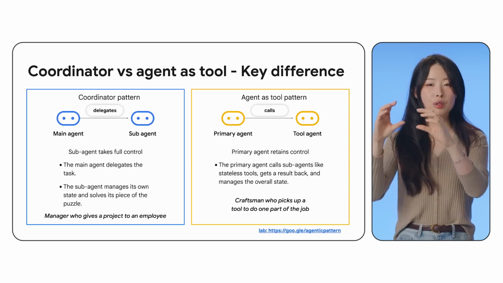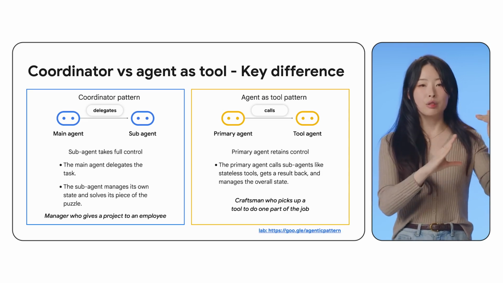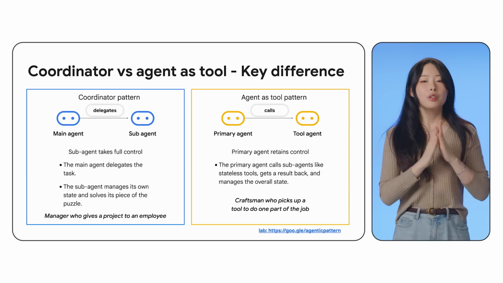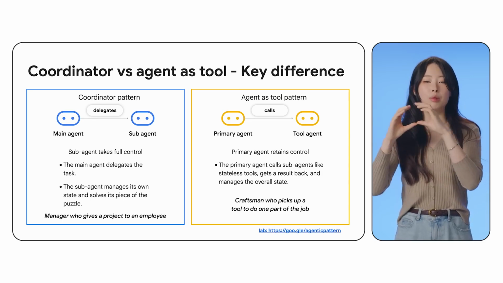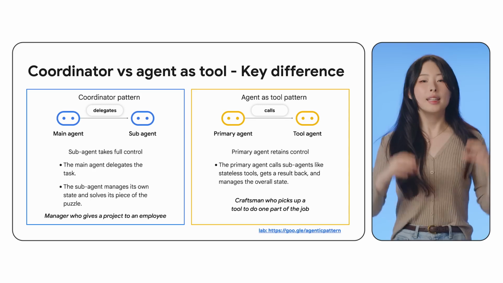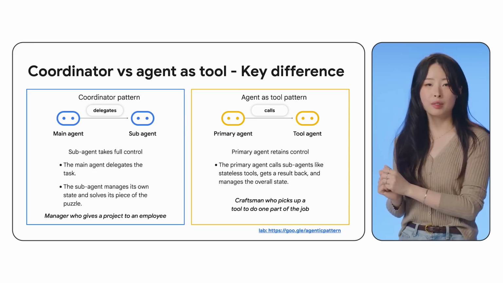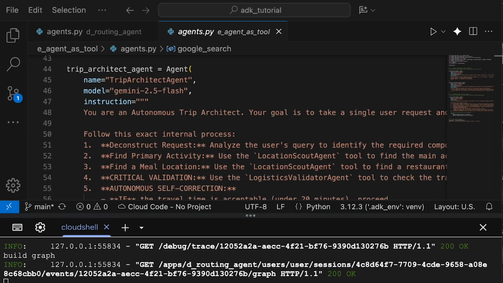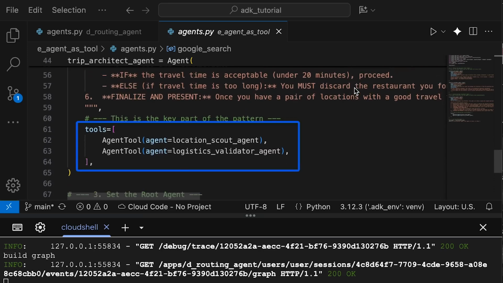It calls a sub-agent to perform a function, gets a result back, and the main agent retains full control and manages the overall state. You can think of it like a coordinator is a manager who gives a project to an employee, and an agent as a tool is a craftsman who picks up a specific tool and does one part of the job before picking up the next tool. And you can take a look at how we rewrite this coordinator example in the agent as a tool pattern in the code on the screen.